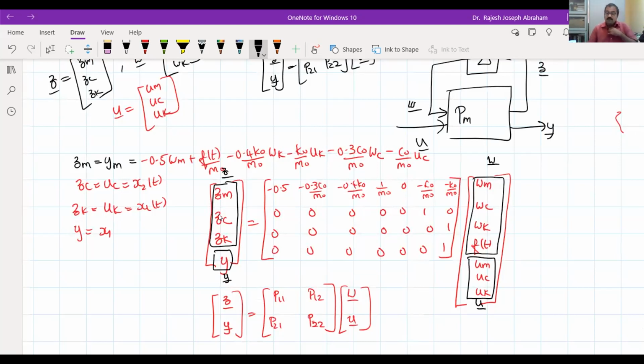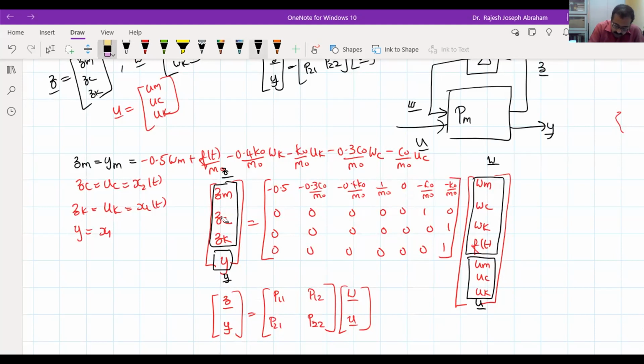So you tell me what is P11? P11 is nothing but Z by W when U is equal to 0. So that means you have to consider the first 4 rows and the first 4 columns.